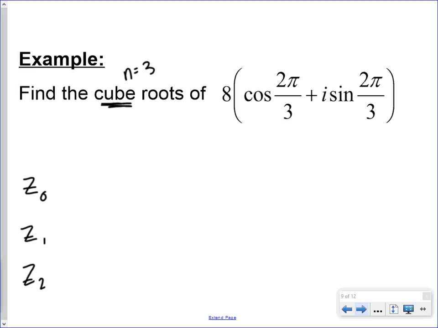Okay. And I'm going to just do my formula. What do I have? The nth root of r cis theta plus 2 pi k divided by n.